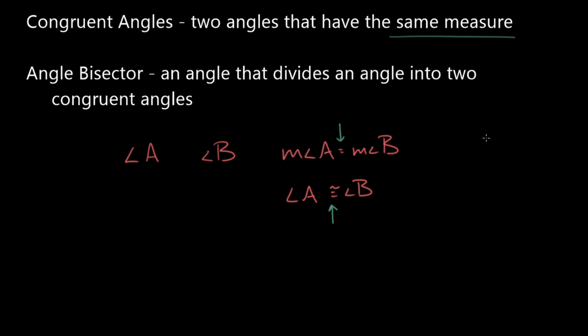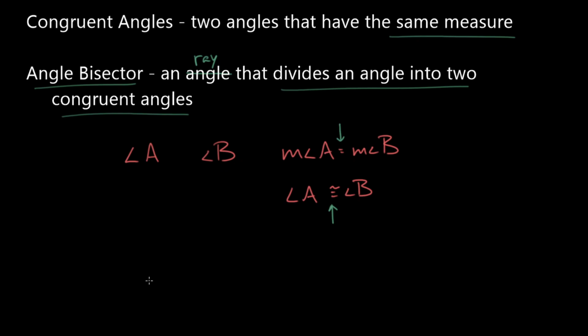And just like segments, again, we have an angle bisector. And so a bisector just divides an angle into two congruent angles. And specifically, it says angle. This should be ray. That's embarrassing. Okay, this should be a ray that divides an angle into two congruent angles.